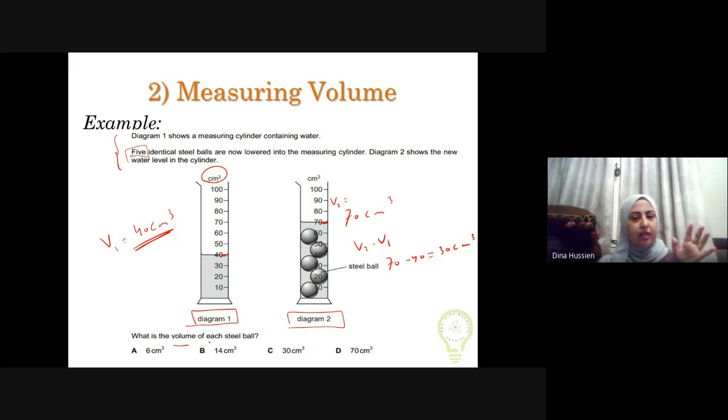So he is asking about each one. So what do I do next? I'm going to divide this by 5. So 30 divided by 5 is 6 centimeter cube, and this is your correct answer.